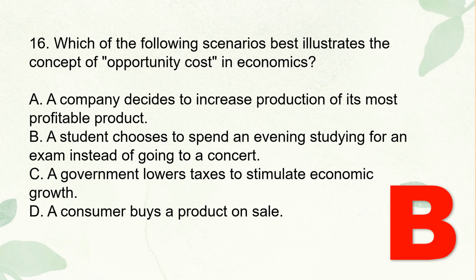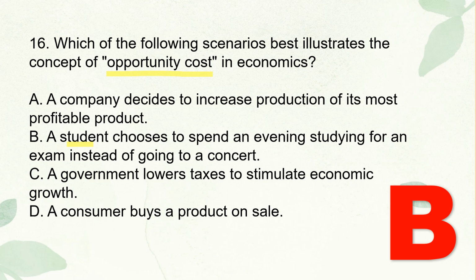The best answer is letter B. Again, we are talking about opportunity cost. Let me highlight this one. Opportunity cost is the value of the next best alternative foregone when making a decision. In this case, the student gives up the enjoyment of the concert to study. So the concert is the opportunity cost of studying. So letter B is the best answer.